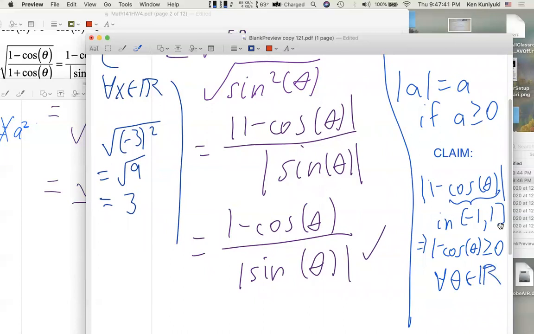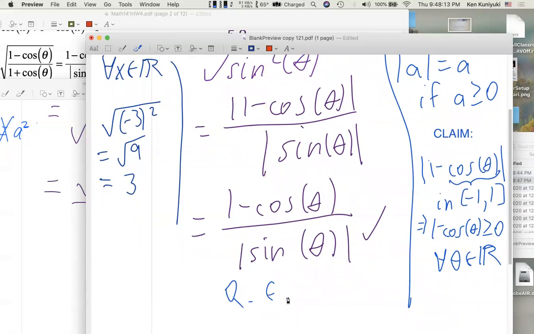So the bottom line, why is it that I can remove the absolute value on the top? And it'll be nice for you to make this comment here. The absolute value of 1 minus cosine of theta up on top becomes this, where you don't need the absolute value symbols, because this argument for absolute value is always non-negative. So therefore, the absolute value of this guy is just itself. And we're done. You don't have to write this, but you could write QED, end of proof. And we're totally done with that.